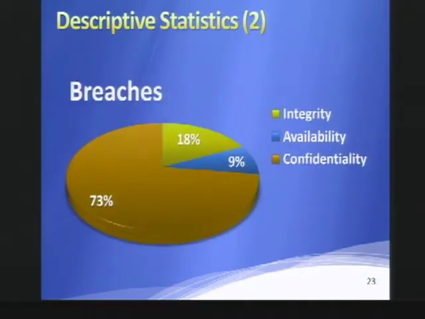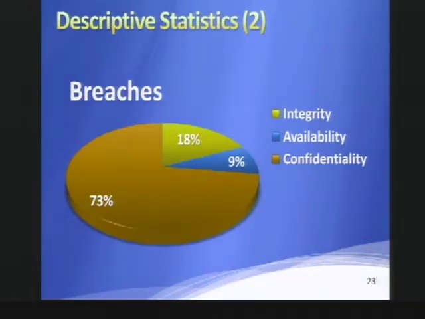Okay, so next is the breaches. This chart shows the breakdown of types of breaches. I categorized breaches into 3 types: integrity, availability, and confidentiality. The integrity includes some virus or program or system errors. The availability includes some site attacks or viruses. The confidentiality means data stolen or illegal selling. So 73% is about confidentiality issues, 18% is integrity breaches, and 9% is availability breaches.